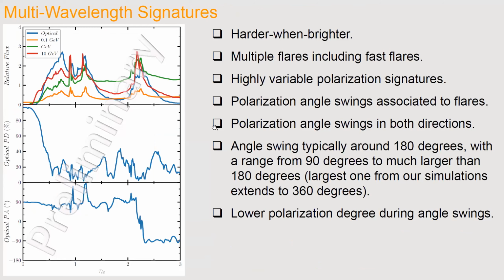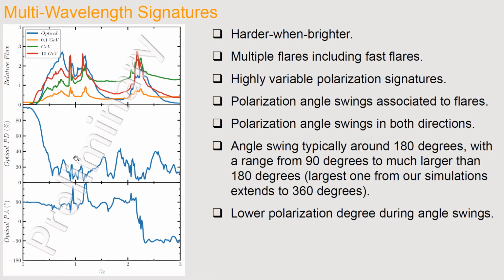And here we show the multi-wavelength signatures. The 3 panels are the light curves in optical and gamma ray bands, the optical polarization degree and angle. We have in total several tens of simulations, and the following features generally apply. One is a harder-when-brighter trend that applies to both synchrotron and high energy spectral components. And as we can see in the light curves, reconnection can lead to multiple flares, including some very fast flares.